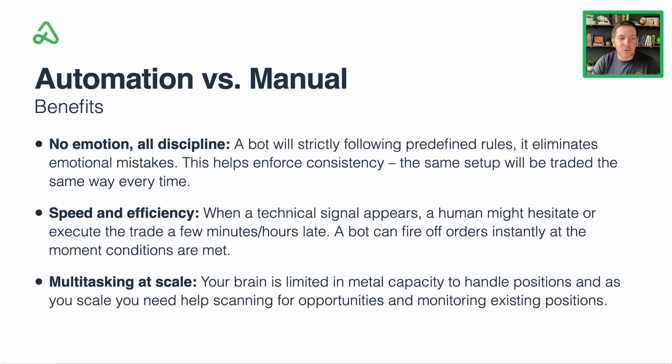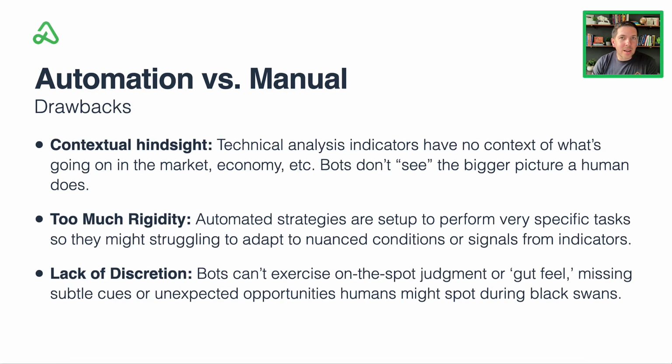maybe even monitoring them to exit using your technical indicators too. Now, of course, the drawbacks, because not everything's sunshine and roses, and I want to go through the drawbacks. The drawbacks to automation versus manual are few. One is contextual hindsight. Technical analysis indicators have no context of what's going on in the market or the economy or some political news or whatever. So bots don't see the bigger picture like a human does.